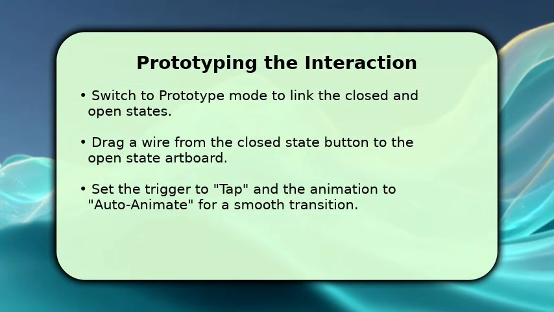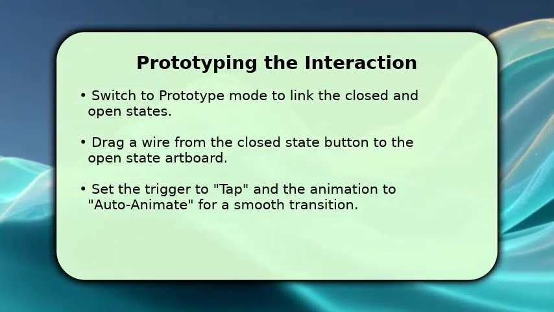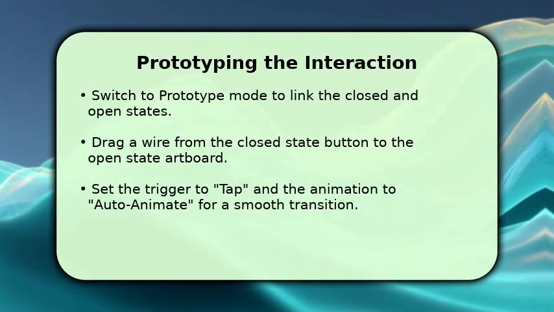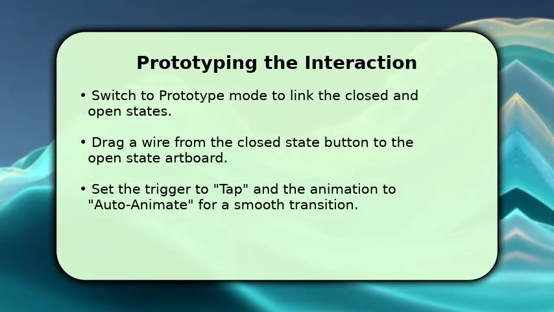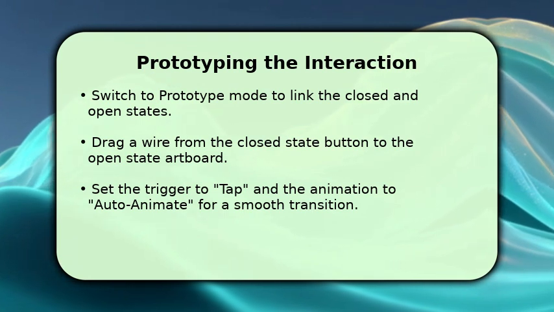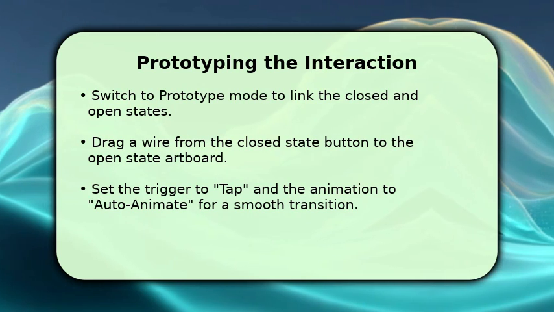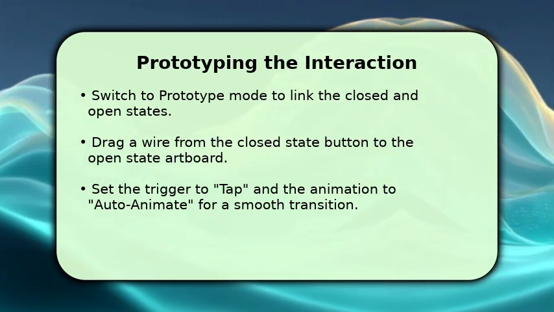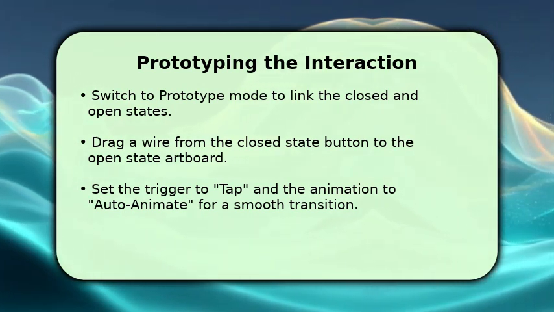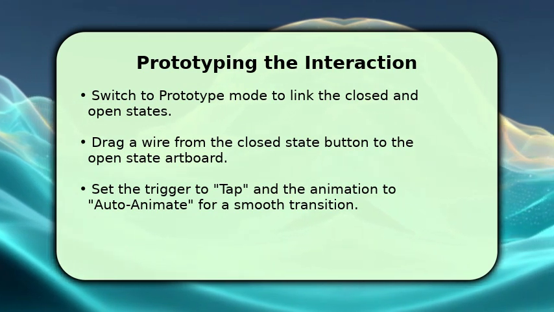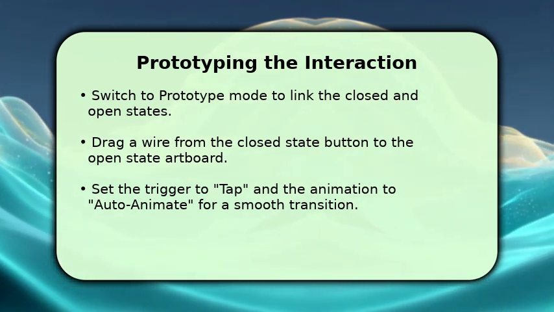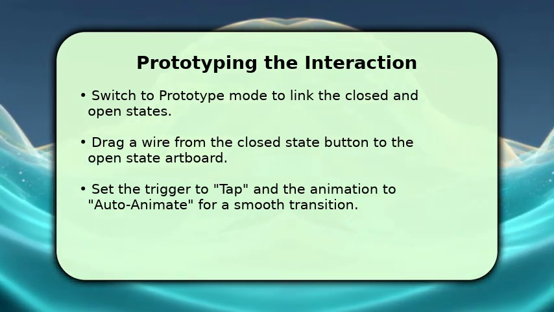Now, let's bring our drop-down to life with prototyping. Switch to prototype mode in Adobe XD. Drag a connection wire from your closed state button to the open state artboard. For the interaction, set the trigger to tap and choose Auto-Animate as the action. This will create a smooth, natural transition when a user clicks the button, making the menu feel responsive and intuitive.